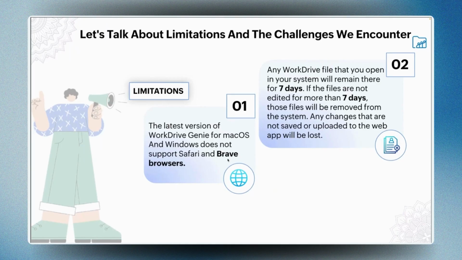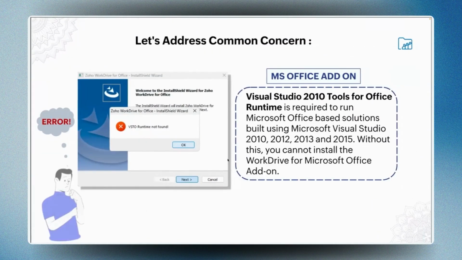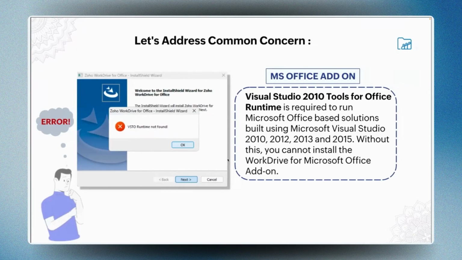With Genie, any WorkDrive file you open on your desktop will remain on your system for 7 days, and if not edited within this period, it will be removed from your desktop. Additionally, the latest version of Genie doesn't support Safari and Brave browsers. And for the MS Office Suite add-on, you would require the Visual Studio 2010 Tools for Office runtime to run Microsoft Office-based solutions built using Microsoft Visual Studio 2010, 12, 13, and 15. Without this, you cannot install the WorkDrive for MS Office add-on.